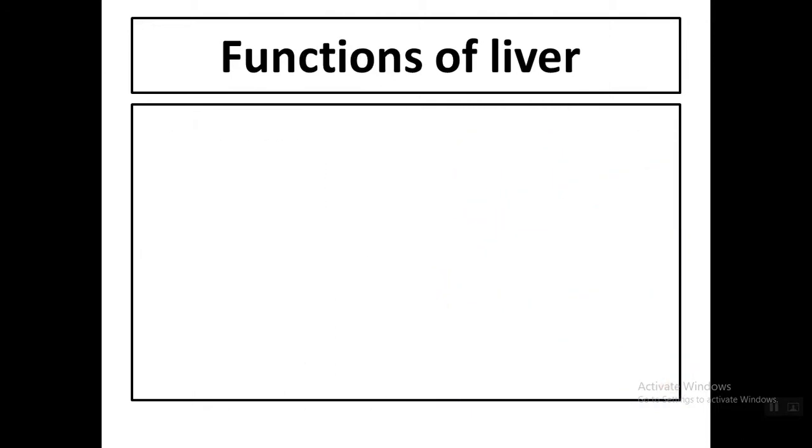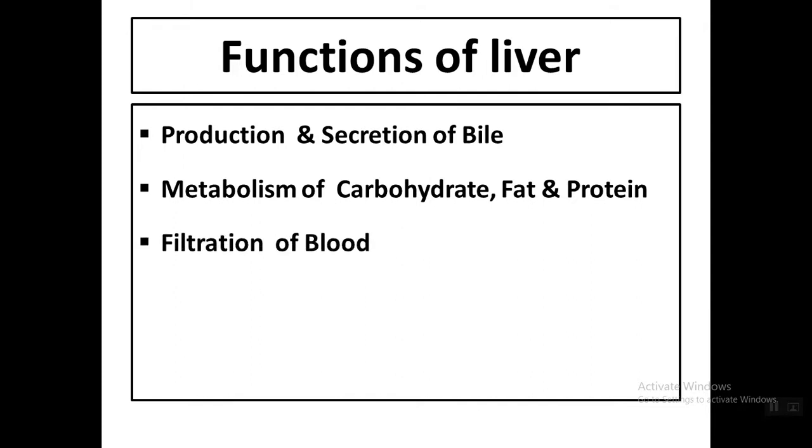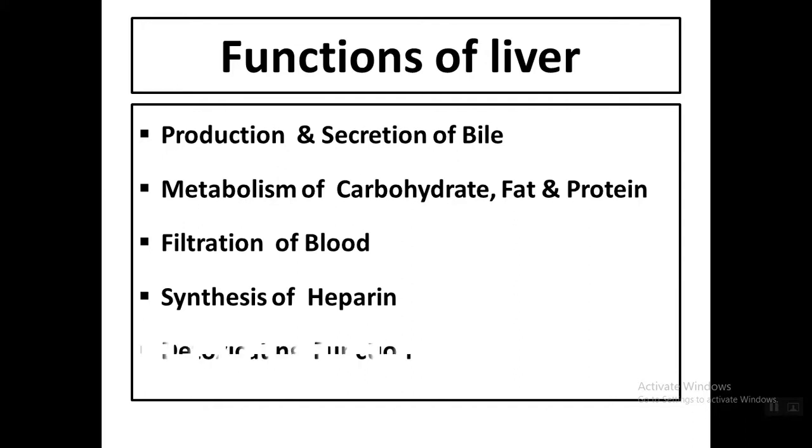What are the main functions of the liver? It has an important group of functions. First of all, production and secretion of bile. As we said, it is a gland, so it has a role in the production and secretion of the bile, metabolism of carbohydrate, fat, and protein, filtration of blood from the bacteria, viruses, and parasites that gain entrance from the GI tract, synthesis of heparin, which is an anticoagulant, and the detoxicating function.